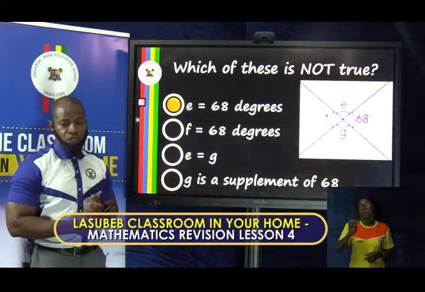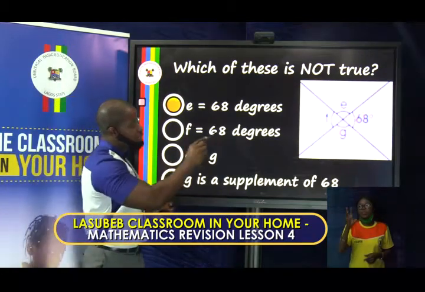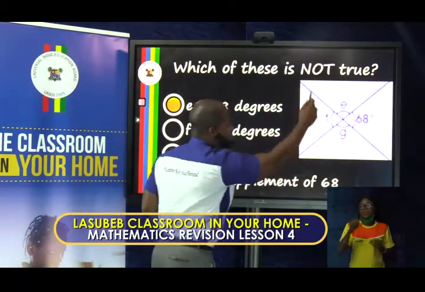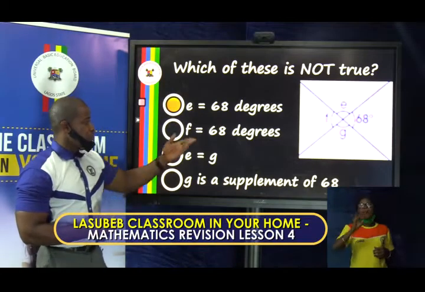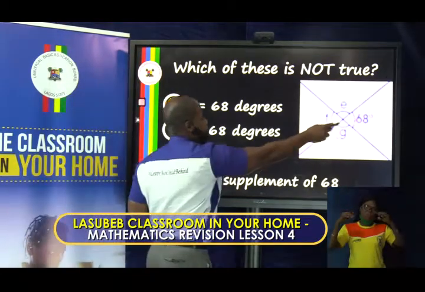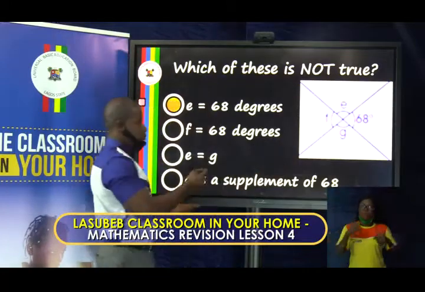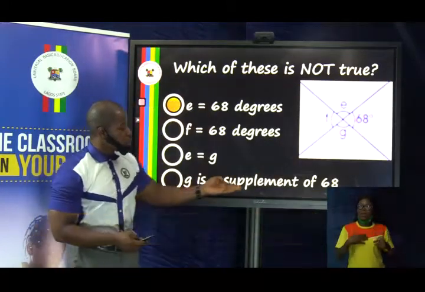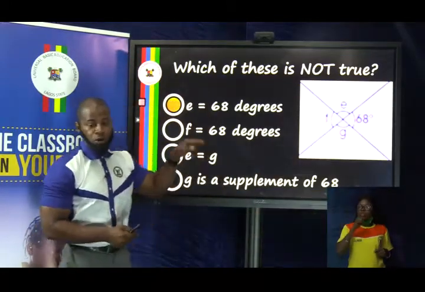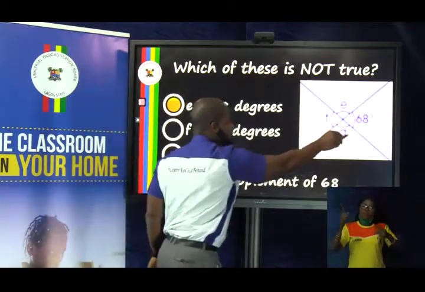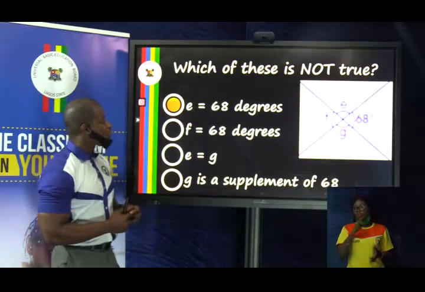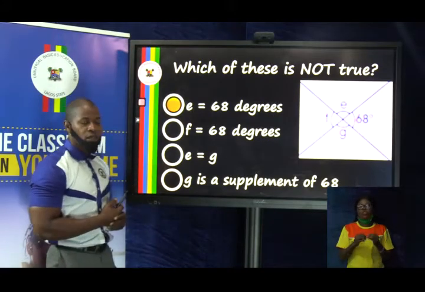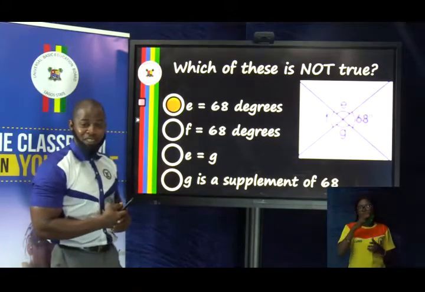E is not equal to 68 degrees because E and 68 degrees are on a straight line. And angles on a straight line are not equal. They add up to 180. F is 68 degrees because it is vertically opposite. E is equal to G because they are vertically opposite. G is a supplement of 68 degrees because they are on this straight line, and angles on the straight line are supplements. They add up to 180. So the one that is not correct there is the first one. I hope that's what you selected. Good job you.